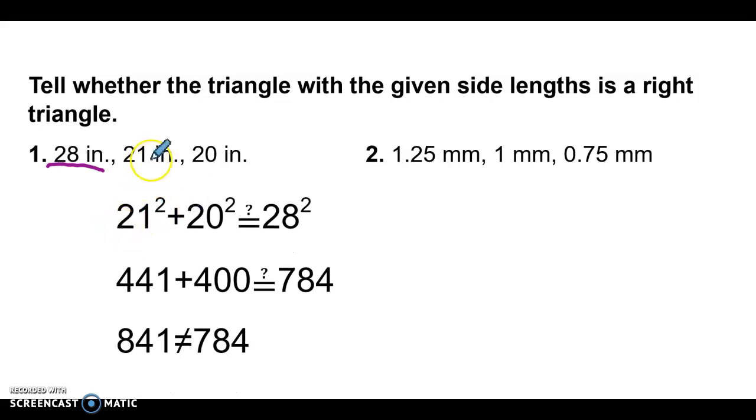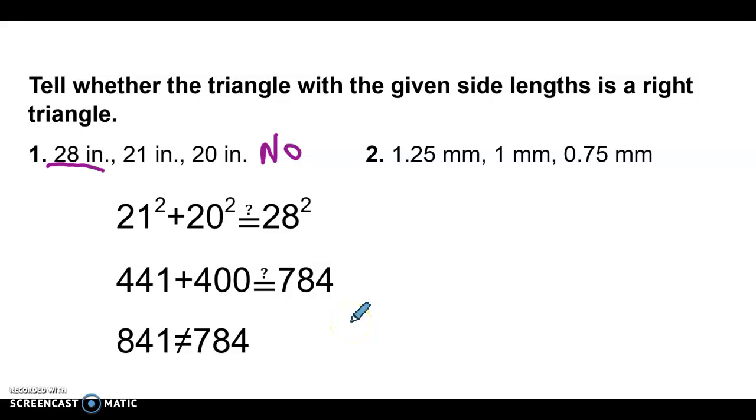I just take the two shorter sides, 21 squared plus 20 squared. Does that equal 28 squared? And again, I have this question mark because I don't know. Is it true? Well, I go ahead, plug it into my calculator. 21 squared is 441. 20 squared is 400. Together that equals 841. But when I put 28 squared in my calculator, it gave me 784. These two aren't equal, so the answer to this question is no. This is not a right triangle.